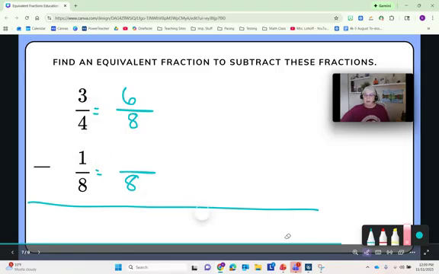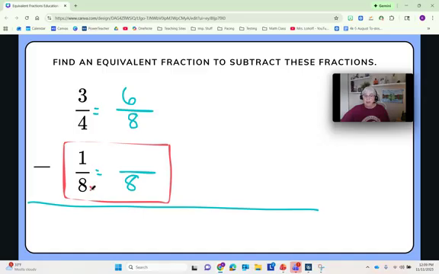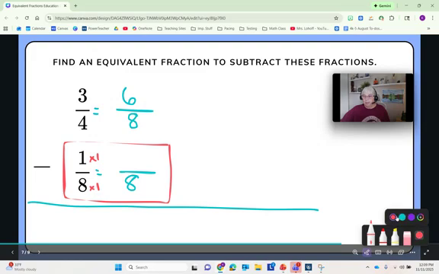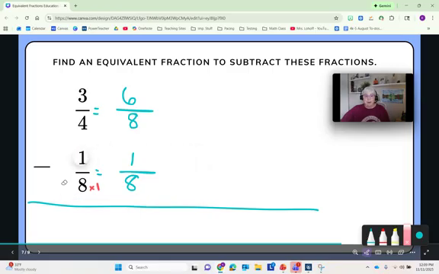The bottom number, the bottom fraction, 1/8, is already in eighths. So again, you can either copy it over or think of it as we multiplied 8 times 1 to get 8. So multiply the top times 1. 1 times 1 is 1. 1/8 is equal to 1/8. All right, again, the point of this video is not how to add or subtract fractions, but now that we're here, if you want to know that you got the right answer, 6/8 minus 1/8 is 5/8.